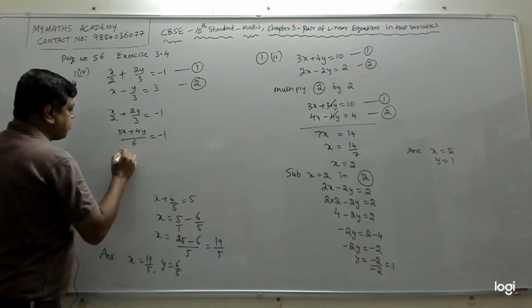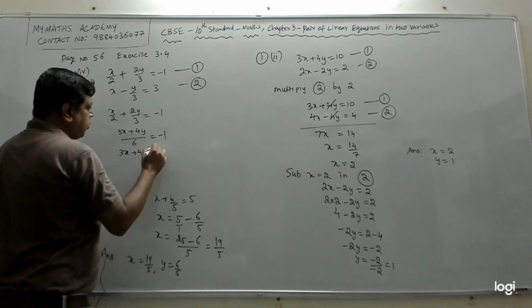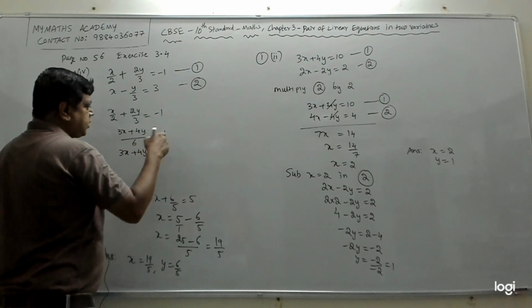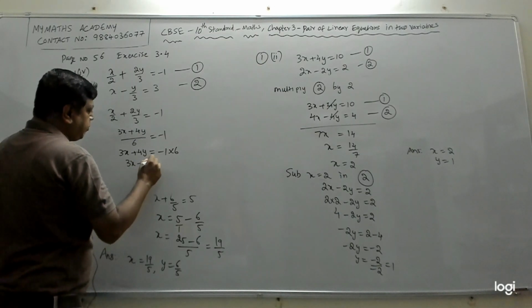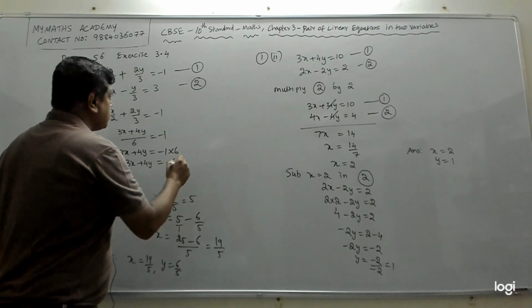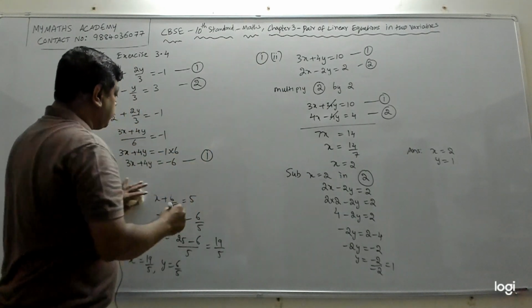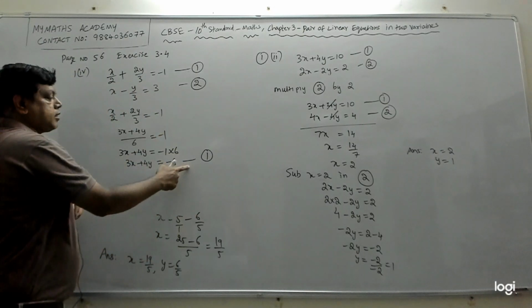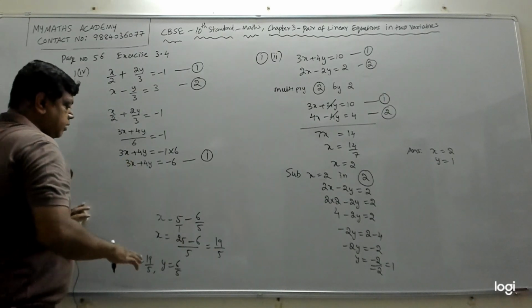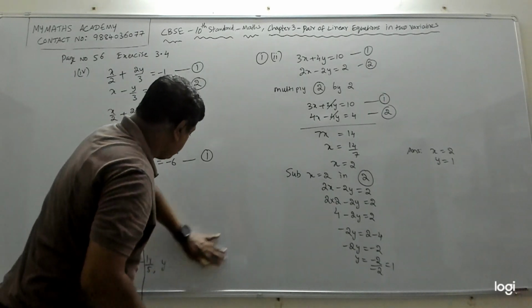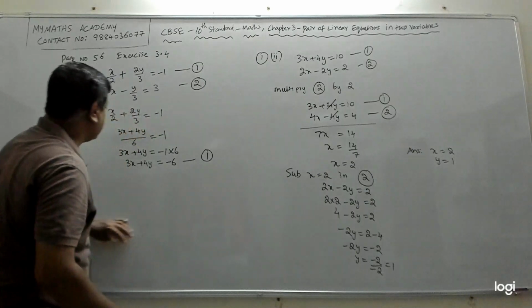So now this is 3x plus 4y equal to minus 1. This 6 goes here, it will become into 6. So you get 3x plus 4y equal to minus 6. So this is your equation 1. From here it has become like this. So both the equations are the same. They look different, the look may be different, but both the equations are one and the same.